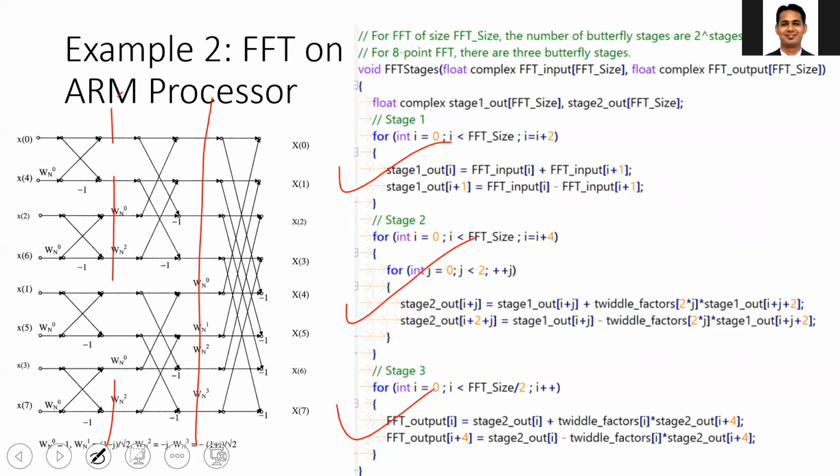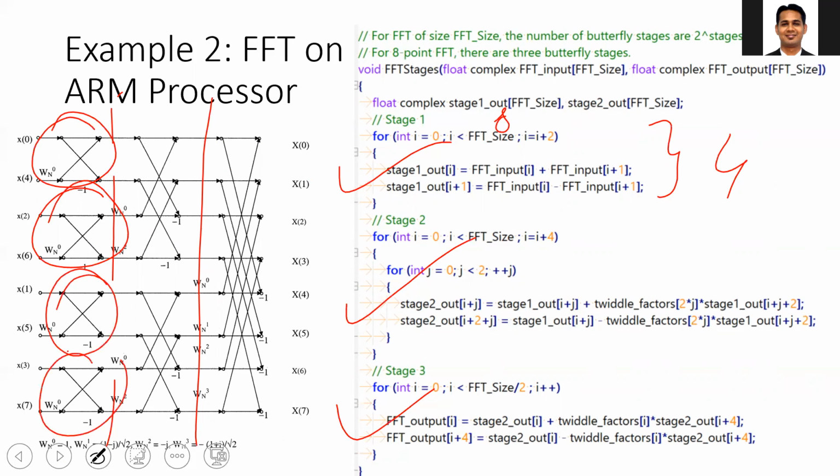In the first for loop, you can see that I is equal to 0, I is less than FFT size, FFT size is 8, and I is equal to I plus 2. So you can see that it will be 0, 2, 4 and 6. So it will be executed 4 times, and in those 4 times you have implemented this logic. You can see that there is a plus and a minus to get the corresponding output.